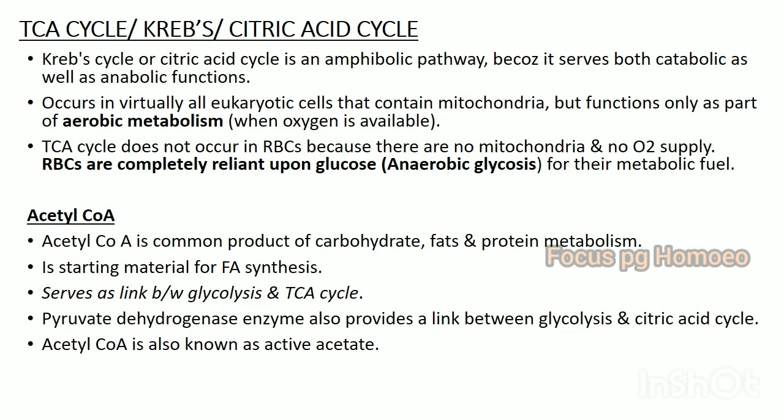Amphibolic means both catabolic and anabolic functions are taking place, that is, energy is being produced and energy is being utilized in this cycle. It is happening in all the eukaryotic cells where mitochondria is present, but functions only as aerobic metabolism when oxygen is available. Hence, it doesn't occur in RBCs as there is no mitochondria and there is no oxygen supplied to it. So, RBCs are totally dependent upon glucose anaerobic glycolysis for their metabolism.